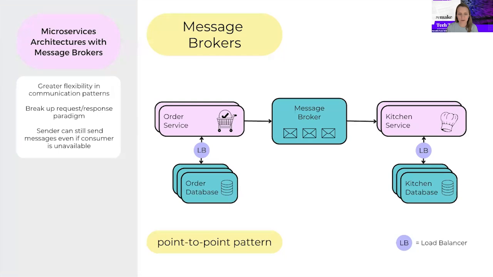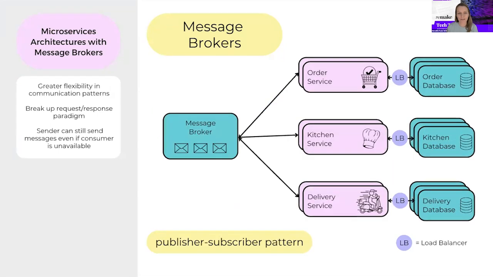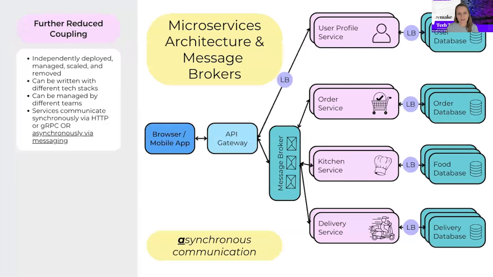For example, the message broker could set up point-to-point messages between two services, but with the added value of a queue, as shown in this diagram. Or it could utilize the publisher-subscriber pattern, and multiple services would process the same message. Looking back to our original system for our food delivery application, we've now added asynchronous communication into our architecture.